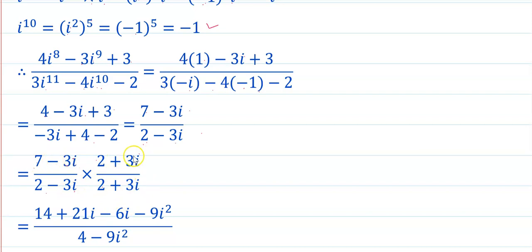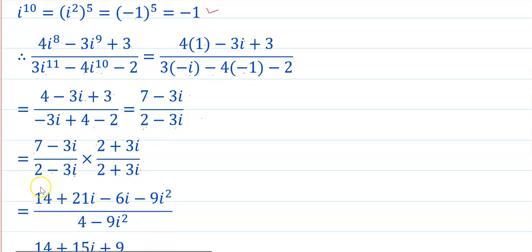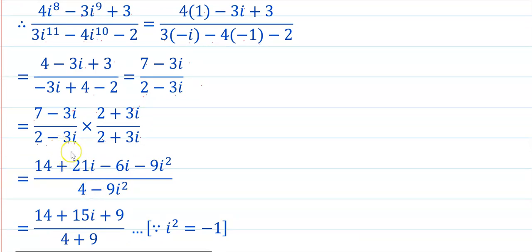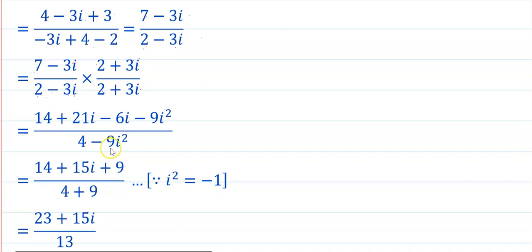Then again, numerator's multiplication upon denominator's multiplication. Denominator is very easy. A minus b into a plus b, then you are getting a square minus b square. That is 2 square minus 3I square, means what? 9I square. I square is minus 1, and hence minus 9 times minus 1, their multiplication is plus. 4 plus 9.